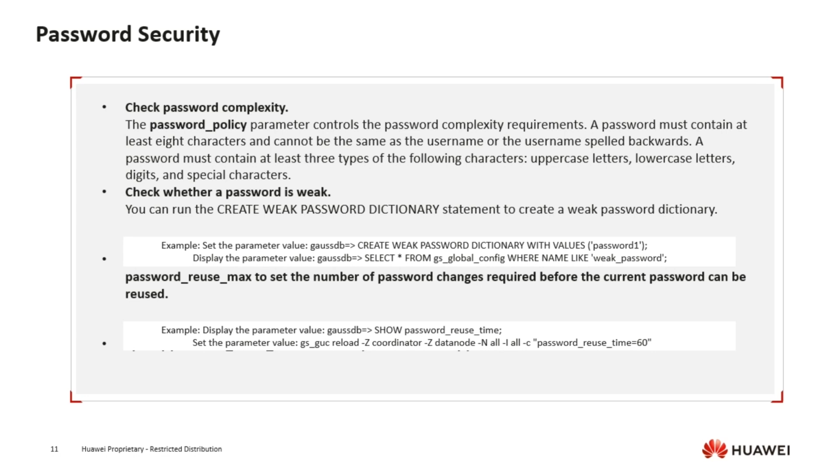And GaussDB supports configuring password complexity validation to impose restrictions on password length, character types, and more through the password policy configuration. It also supports checking against a weak password dictionary to prevent the use of weak passwords. Additionally, you can configure the number of days before a password can be reused and set a password validity period to enhance password security and trustworthiness.